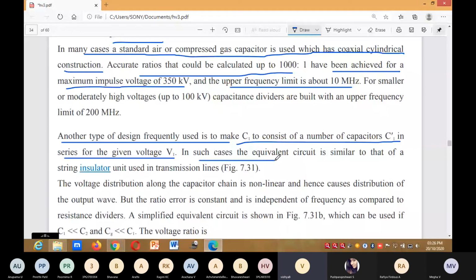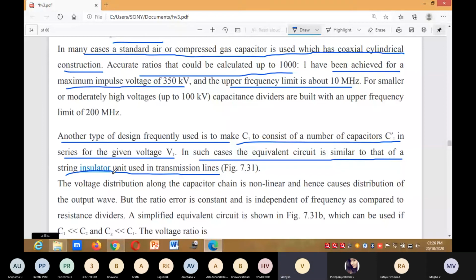In such cases, the equivalent circuit is similar to that of a string insulator unit used in transmission lines. We have read about the types of insulators in the transmission and distribution subject. In a string insulator, for each disk, say 11 kV, there will be a sub-voltage. So to increase the voltage level, they will increase the units or disks.